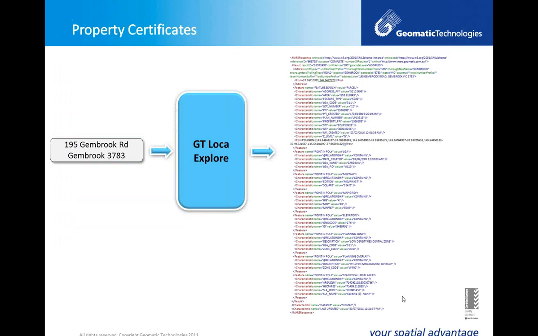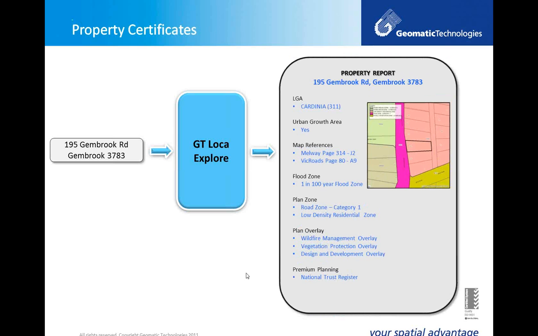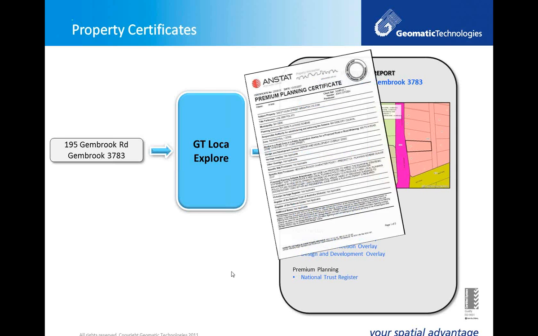What that would typically look like is the address comes in through some application. It could be a web form or something like that. Then GT Loca Explore will take that request, determine the result and do all the lookups that it needs to, and give an XML response, which can then be consumed by the machine. The application can then format that any way it likes. And embedded within that could be a reference to a static map image as well.